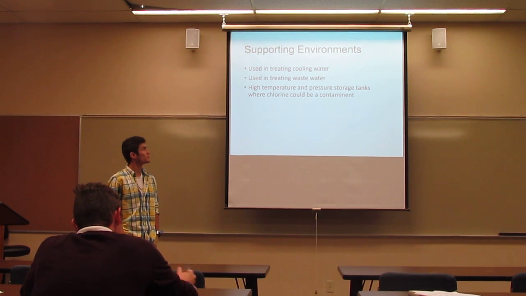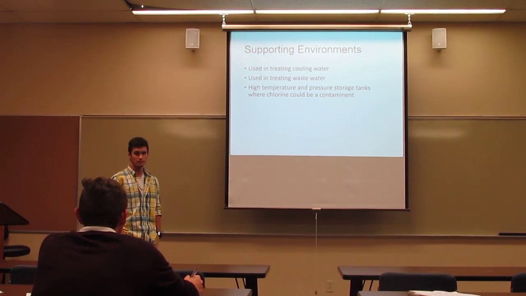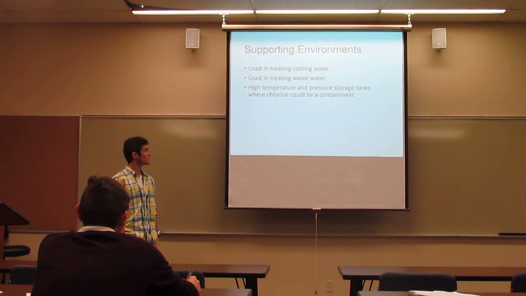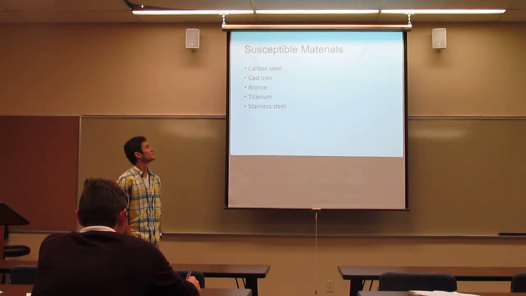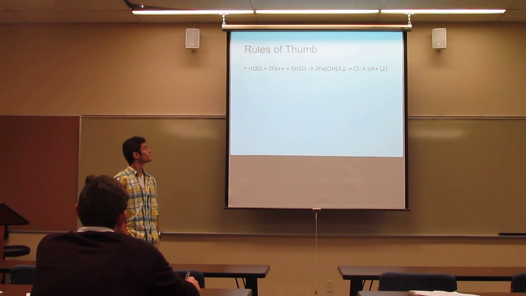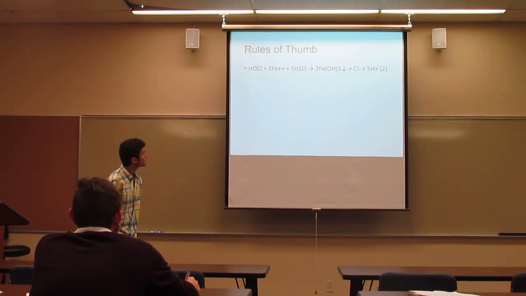Supporting environments are going to be treating cooling water, treating wastewater, and high temperature and pressure storage tanks where chlorine can be contaminated. Susceptible materials are going to be carbon steel, cast iron, bronze, titanium, and stainless steel. Rules of thumb: here's the equation for this type of corrosion.